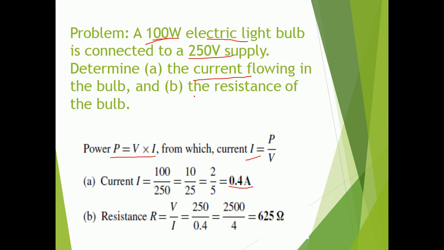The second part of the example is to calculate the value of resistance of the bulb as well. Now to calculate the value of resistance, we can use Ohm's law. R is equal to V by I. So it comes out to be 625 ohm.